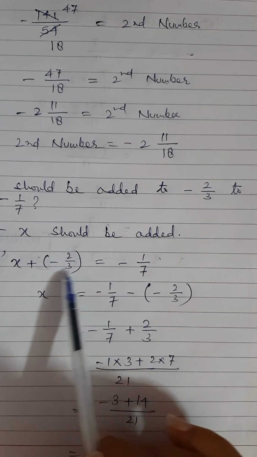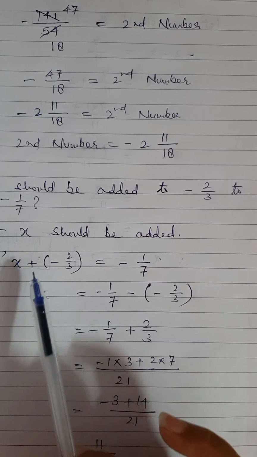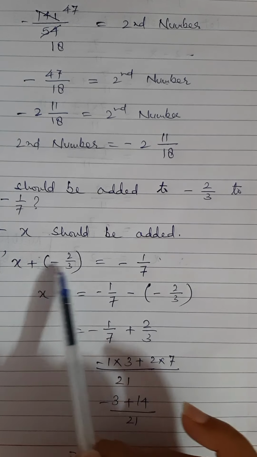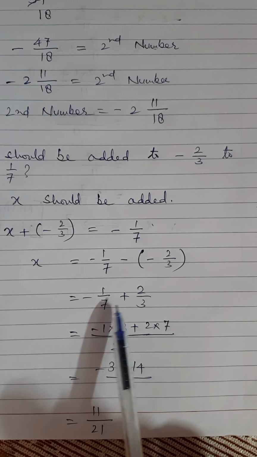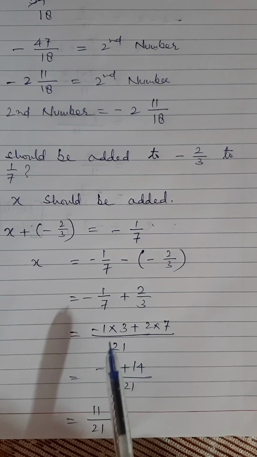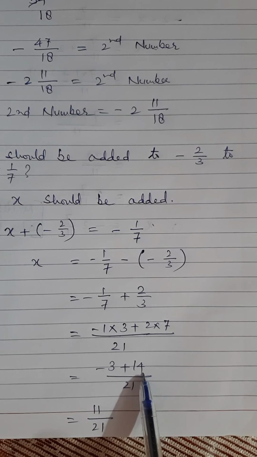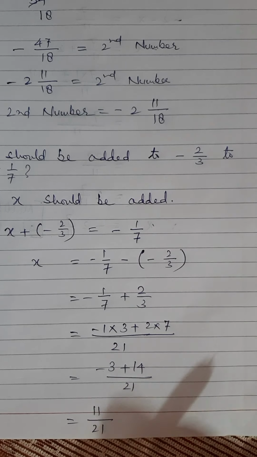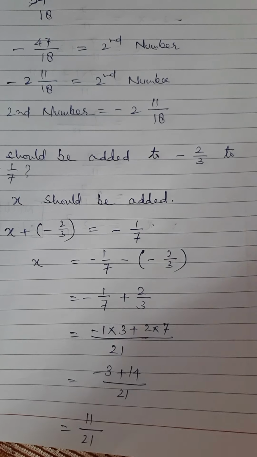In front of this minus 2 by 3 there is a plus sign, when we shift it to the right this sign will become minus, the sign inside the bracket will have no effect. So it becomes minus 1 by 7 plus 2 by 3. Again we have to take the LCM. So it becomes minus 1 into 3 plus 2 into 7, or minus 3 plus 14, or it is 11 over 21. So this is the value of x.